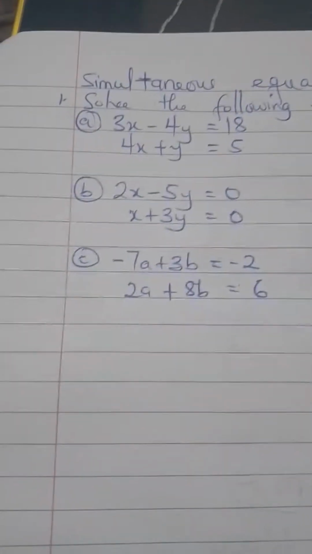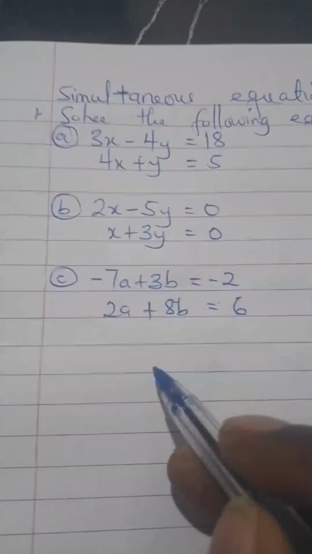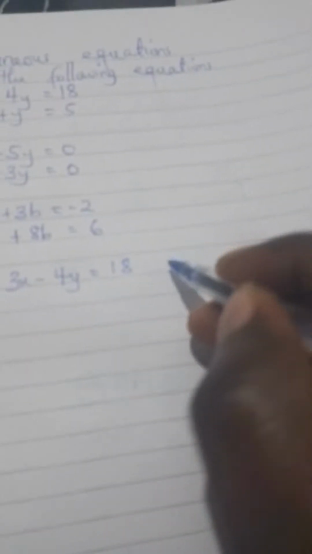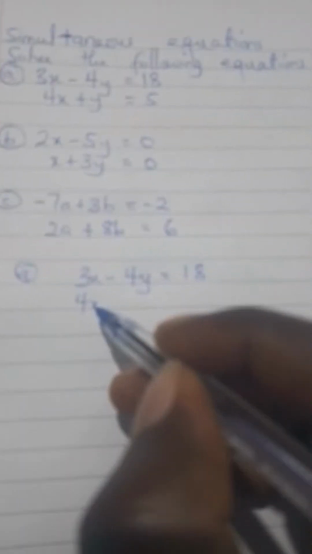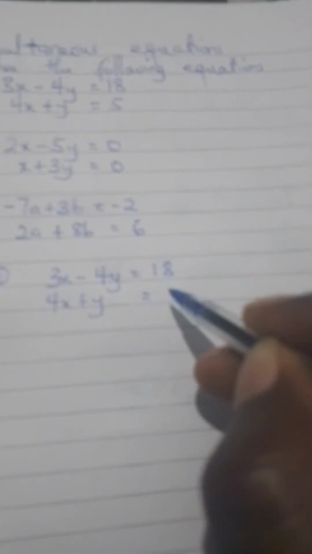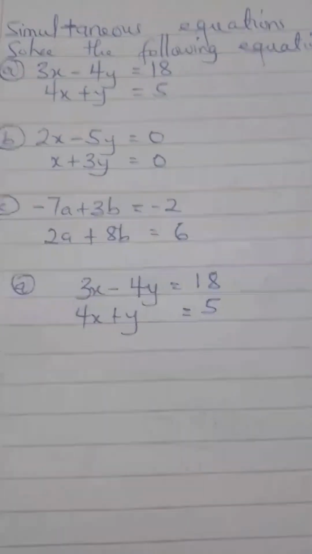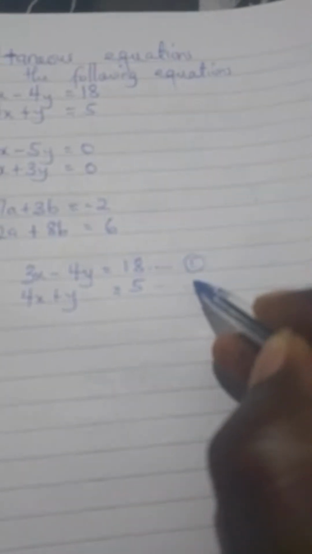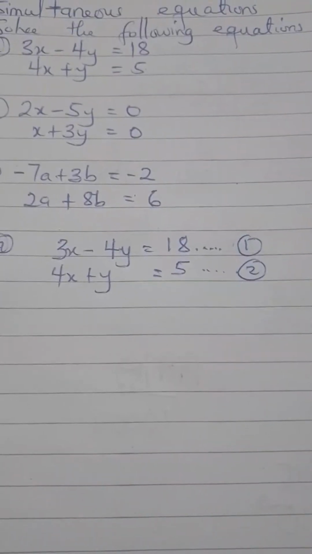Right. So when we take the first one, for example, like this, when we have 3x minus 4y equals 18. Then we have 4x plus y equals 5. So with this one, we can name this one equation 1, and this equation 2. Right, so that is equation 1 and equation 2.